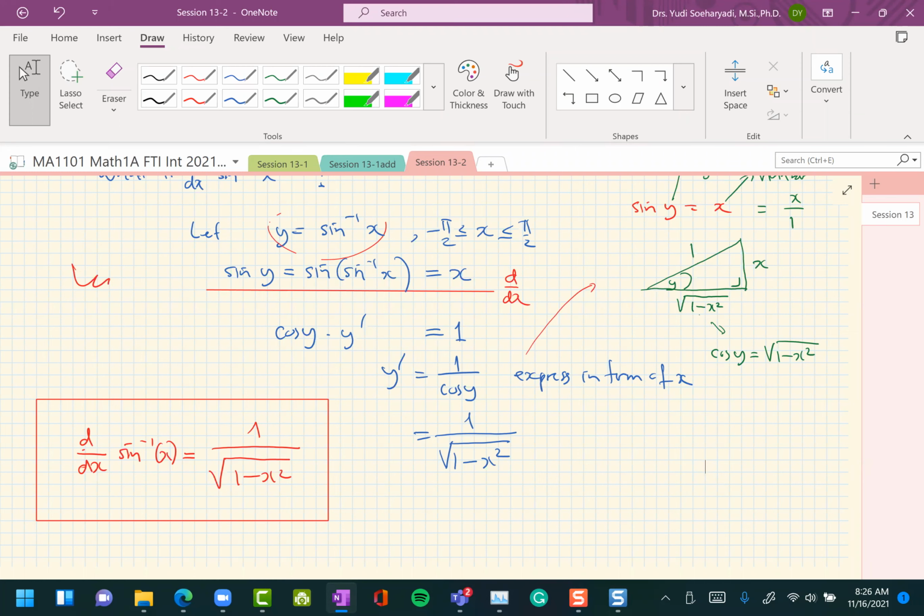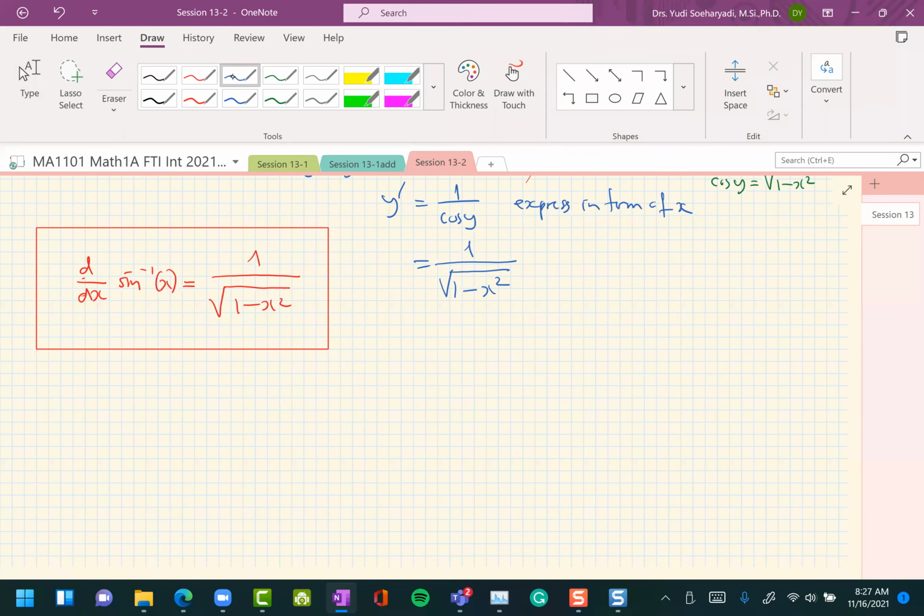Okay, questions? All right, so that's the general thing about the inverse. I mean, the derivative of inverse function theorem. Okay, let's apply this idea to the ln natural log functions.